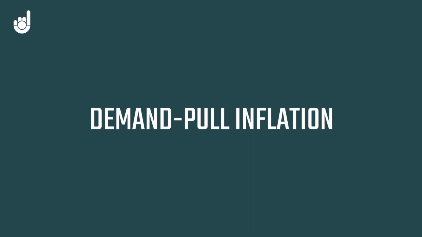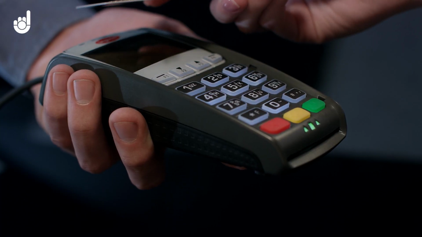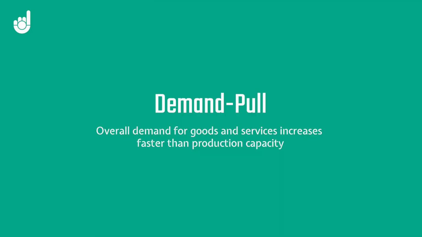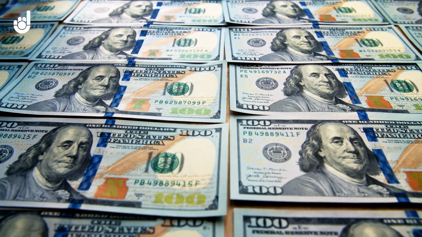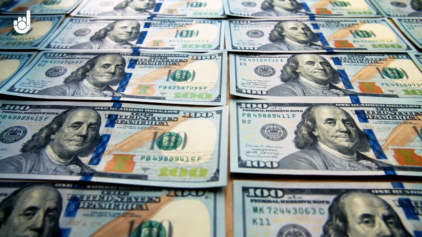The first type of inflation is known as demand pull inflation, and as the name suggests, this is inflation that's driven mostly by the demand side of the equation. So in other words, it's when the overall demand for goods and services increases quicker than the economy's production capacity. Now, there are many reasons why this could happen, but it often relates to an increase in the money supply, which is often caused by monetary and fiscal policy.